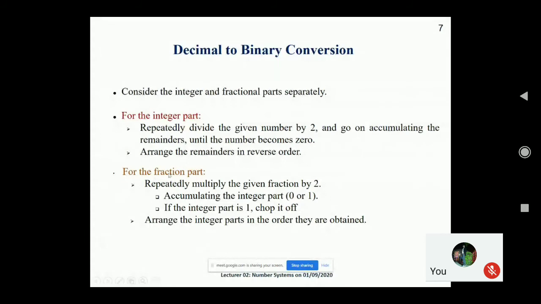So what are the rules when we are converting decimal to binary? For the integer part, see here, repeatedly divide the given number by 2, because our main purpose is converting to the binary number. So we use the base of the conversion number. Okay, base of the conversion number. So which particular number is the conversion number? Binary number. And what is the base of the binary number? Binary number base is 2.